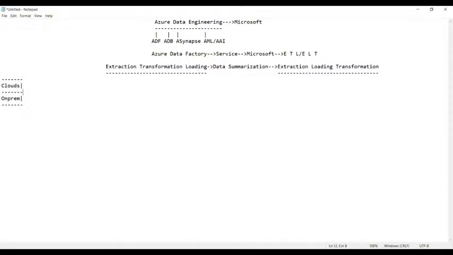On-premise, whatever the software is, it is installed in your local system. Yeah, that's fine. And anyone else? Any other opinions, please, guys? Okay, anyways, no problem. We will discuss it.